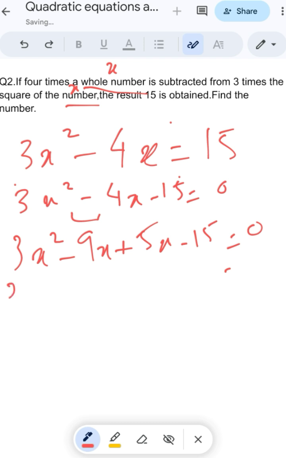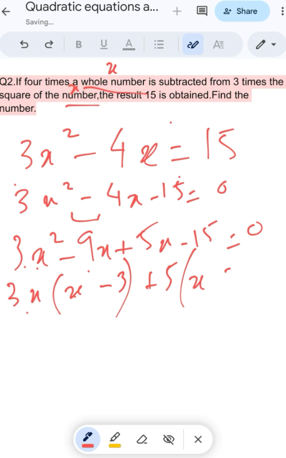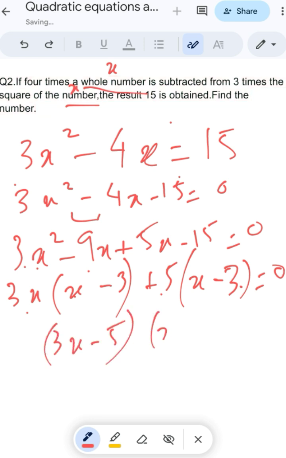Okay, now 3 is going to be taken common from 3 and 9 as well as your x. So 3x multiplied by x makes 3x square. Minus sign comes as it is. 3 threes are 9, bracket close. Now plus 5, again 5 multiplied by x is 5x, right? Minus sign comes as it is. 5 multiplied by 3 is your 15 is equal to 0. Okay, now 3x minus 5 and x minus 3 is equal to 0.